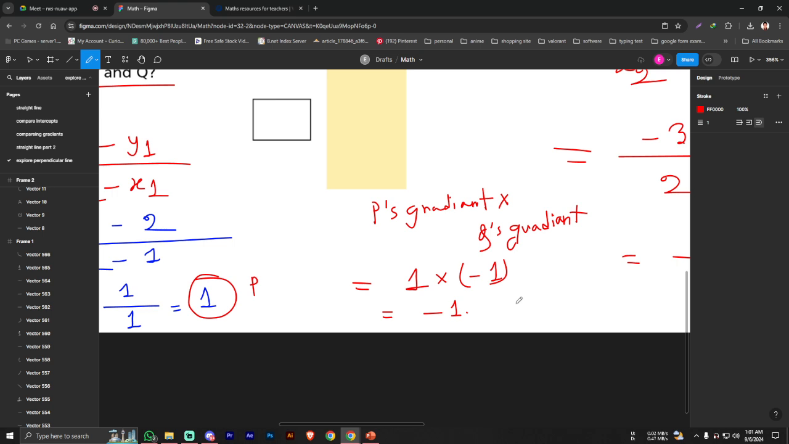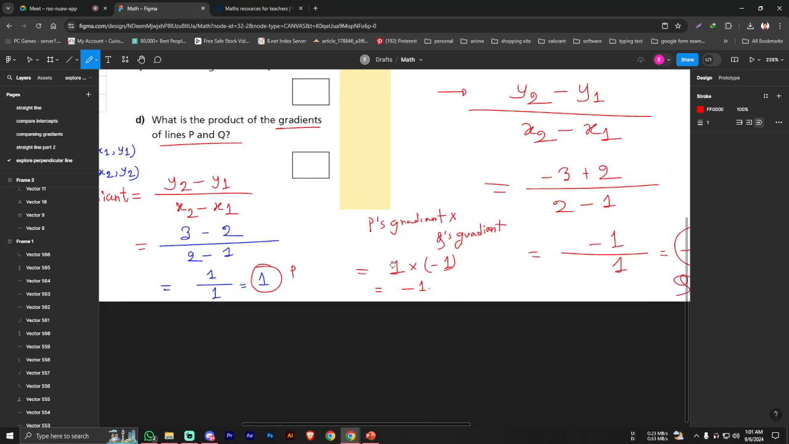Take P's gradient and Q's gradient and multiply them, because they want the product. They want to know the product. So product means timesing them. Yeah, it's just multiplying them. That'd be negative 1, yes. So that's the answer.